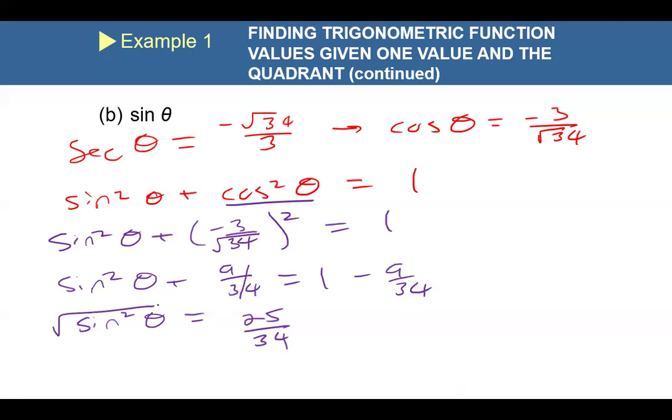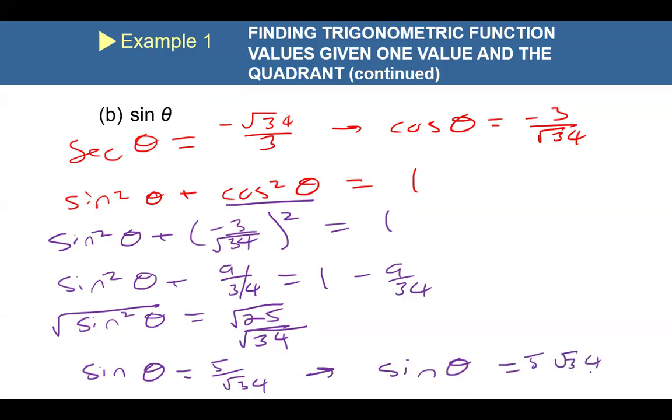And then I have to take the square root of the numerator and the denominator. Because it's in quadrant number 2, sine theta has to be positive, which leaves us with 5 over the square root of 34. Mathematically, I can't leave it like that. So therefore, sine theta equals 5 square root of 34 over 34. And that now makes 100% sense.